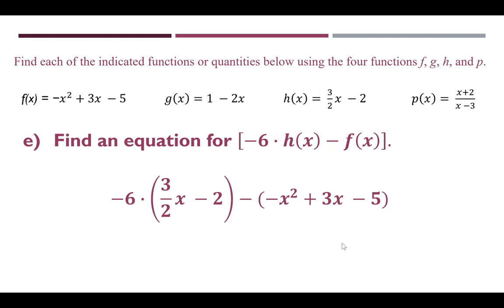Once again, I just need to do some simplification to clean this up as much as I can to make it look nice. So first, I'll distribute negative 6 times the two terms in parentheses. Negative 6 times 3 halves x is negative 9x, and negative 6 times negative 2 is positive 12. I'll also distribute the minus sign in front of the parentheses to each of the terms inside of the parentheses, which will simply change all the signs.